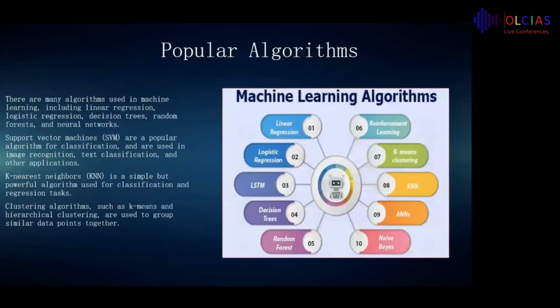Popular algorithms. There are many algorithms used in machine learning, including linear regression, logistic regression, decision trees, random forests, and neural networks. You can see the diagram on the right side. Support vector machines are a popular algorithm for classification and are used in image recognition, text classification, and other applications. K-nearest neighbors is a simple but powerful algorithm used for classification and regression tasks. Clustering algorithms such as K-means and hierarchical clustering are used to group similar data points together.